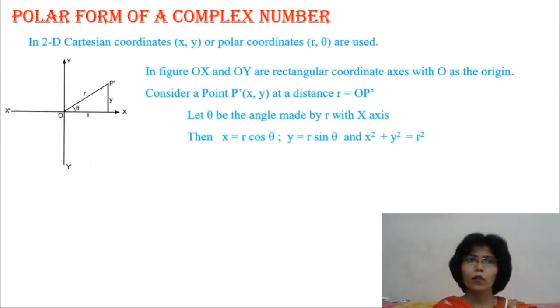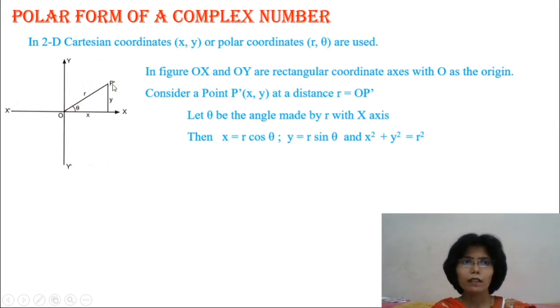Now we'll see the polar form of the complex number. In two-dimensional Cartesian coordinates, if x and y are the Cartesian coordinates, then in the polar form, the polar coordinates are r and theta. In this figure, OX and OY are the rectangular coordinate axes with O as origin, and consider the point P dash which is at a distance of R from the origin. So OP dash is equal to R. Let theta be the angle made by this R with the x axis.